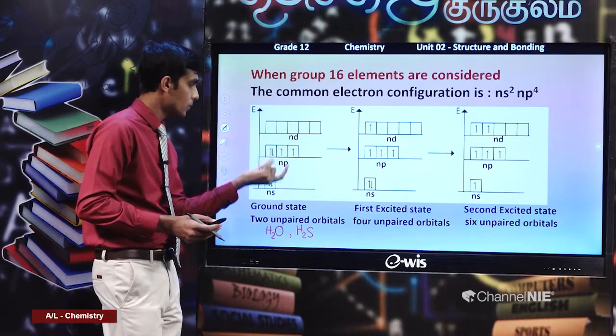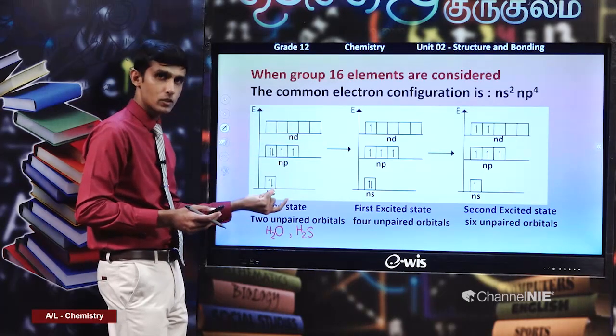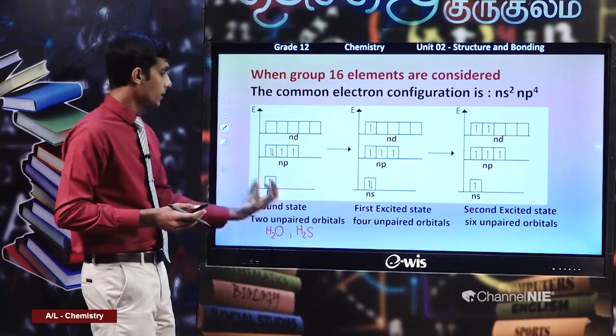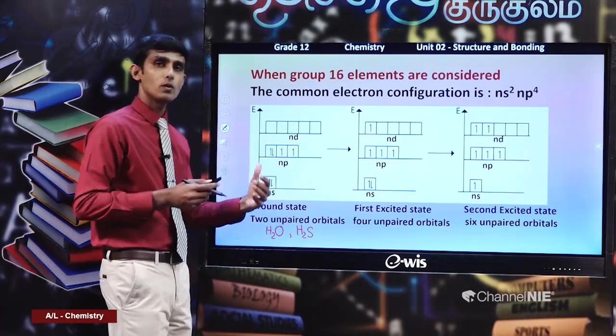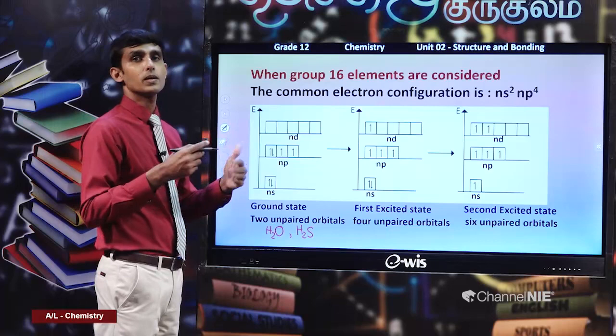So that can be explained from the ground state configuration even, but we know elements such as sulfur can form sometimes 4 covalent bonds, sometimes 6 covalent bonds.